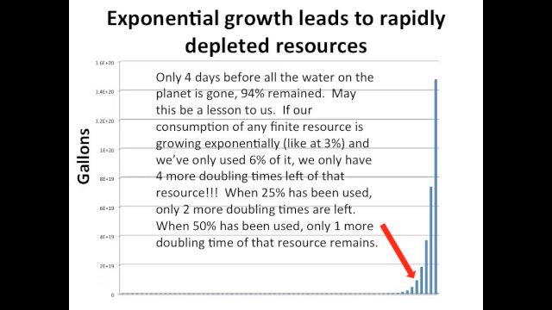So what finite resources are we consuming at exponential rates? Well, there's oil, coal, natural gas, essentially all of the major energy sources that we rely on. Population growth, water consumption, food production, and mineral extraction are all growing at exponential rates, and none of this is sustainable.